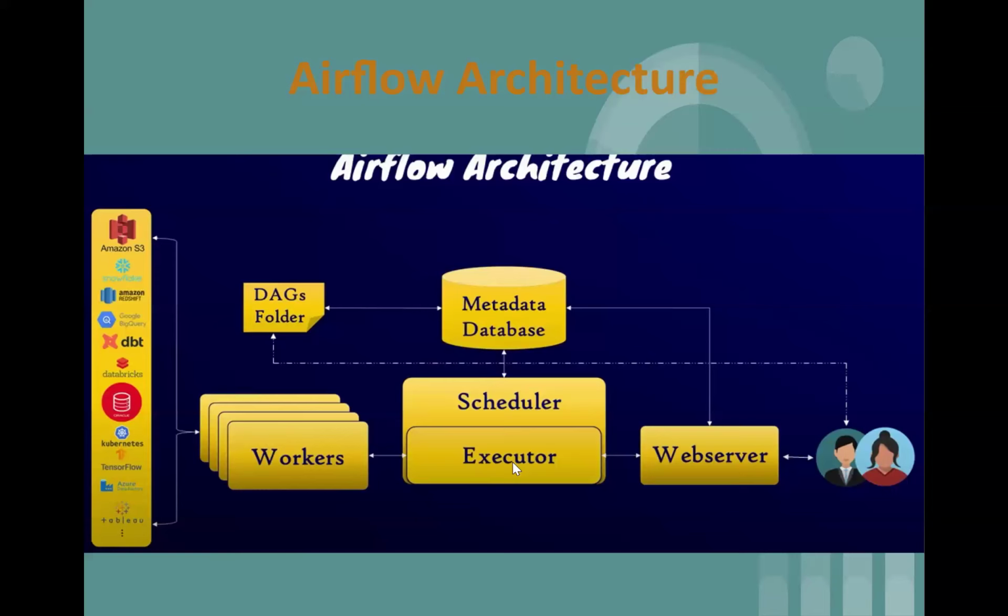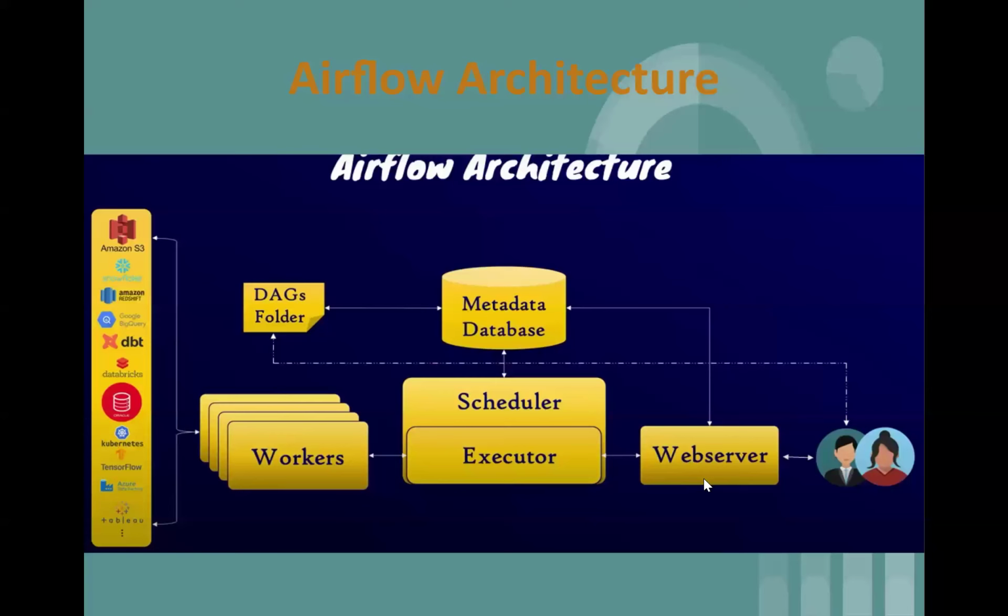Now the scheduler will just schedule the run. What will actually run is your executor. The executor will execute the job, but it is just like a master. It will kick off the job, and then it will have workers to do the actual job. These workers can talk to any of these systems to run the job, whether it is a Databricks job, DBT, Redshift, or S3. It can connect based on what kind of task you are executing.